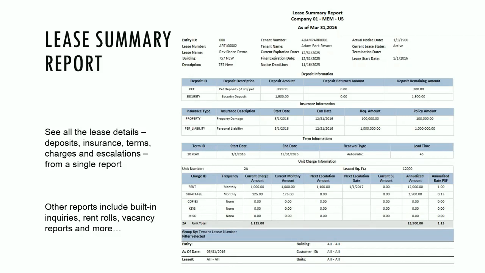What are my terms? Do I have renewals? Do I have multi-escalations? Do I have automatic renewals? What is my lead time to inform a customer that an escalation is about to happen? What charges do I have on this particular unit? Not only the charges and the amount, but when is the next escalation? Kind of a mini rent roll as well. What is the annualized amount? What is my rate per square foot? Everything I need to know about the lease in one place. It's just a sample. We have others, inquiries, rent rolls, vacancy reports, and so on.